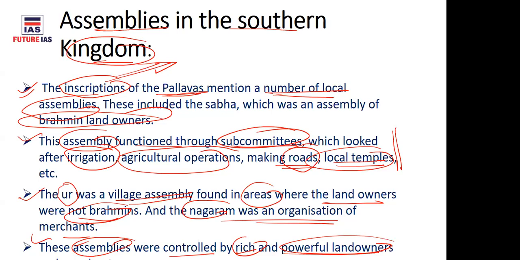And there were certain assemblies also which were not basically included by the Brahmins, but were included by another caste. They are called Ur, and the term Nagaram is an organization of merchants. Okay, now these assemblies are controlled by the rich and powerful landowners.